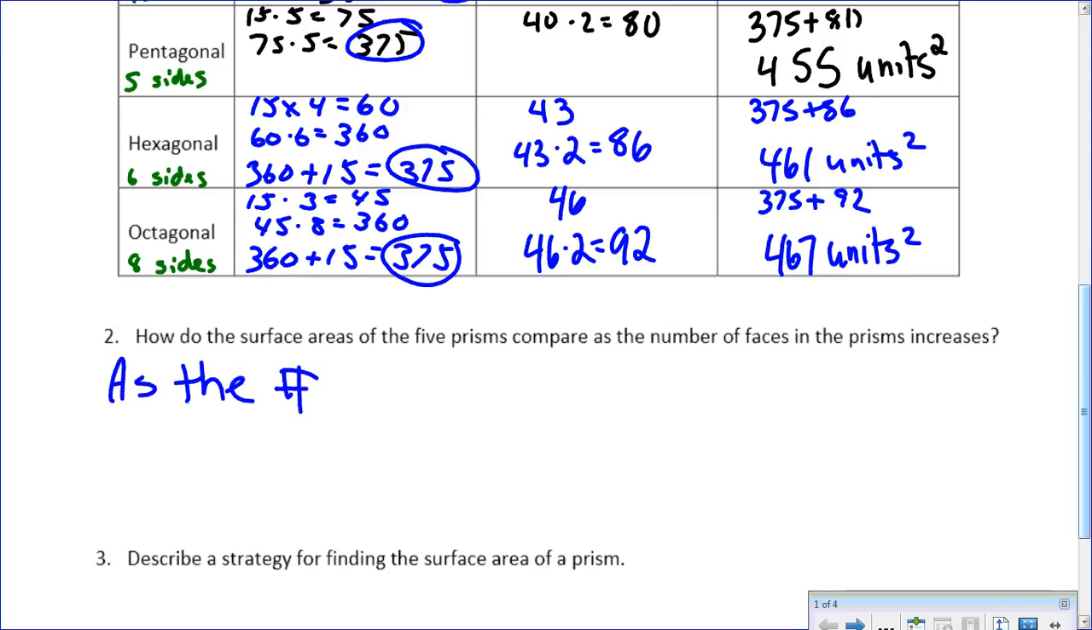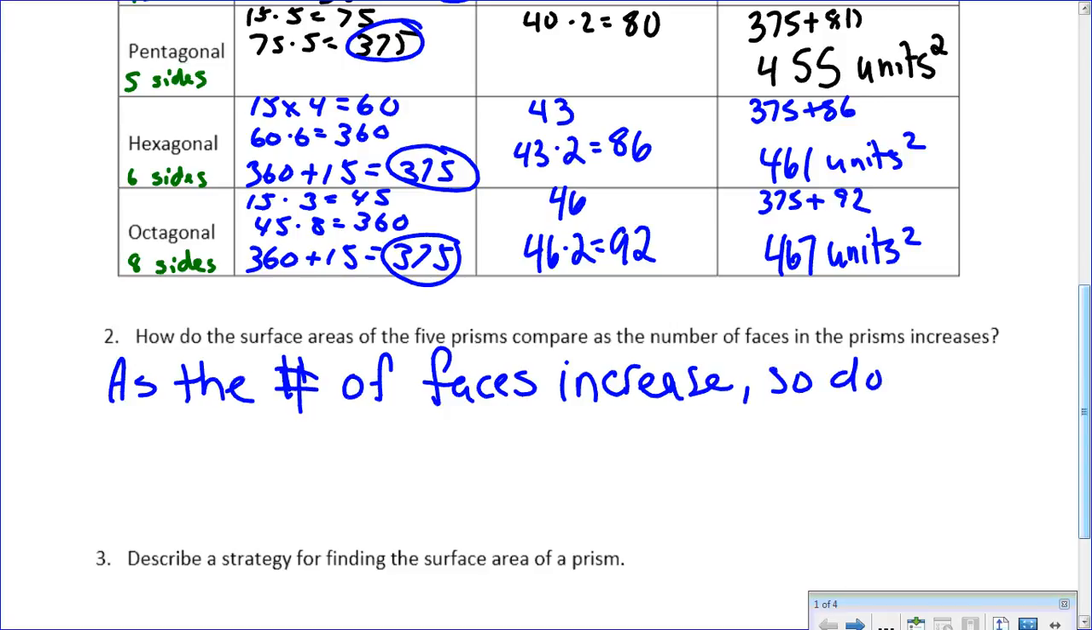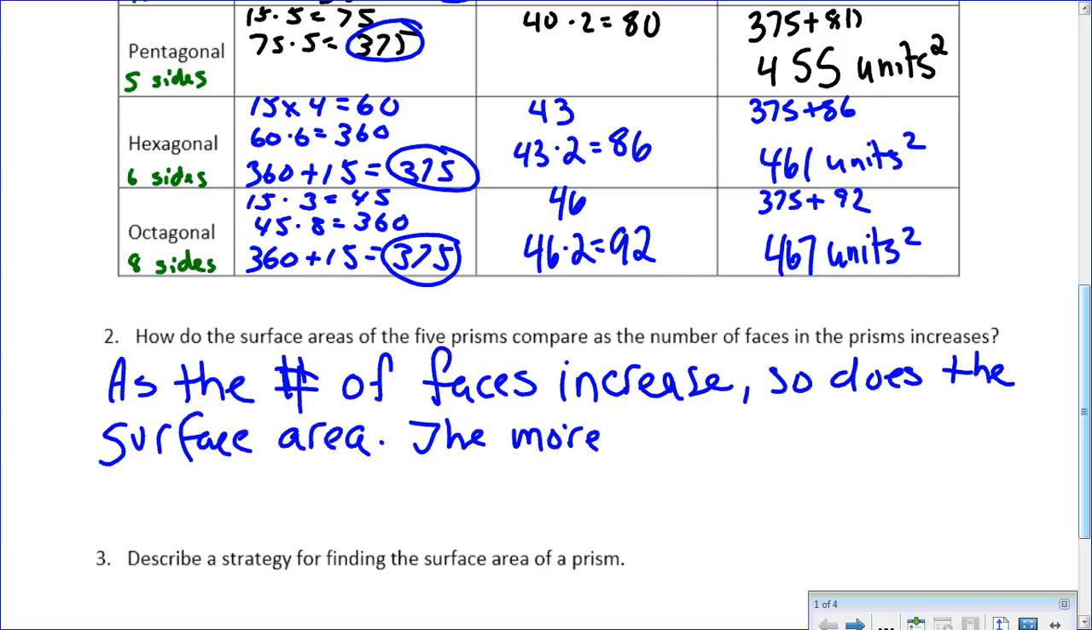So, as the number, we're going to use the number sign here, as the number of faces increase, so does the surface area. So the more sides, the larger the surface area will be.